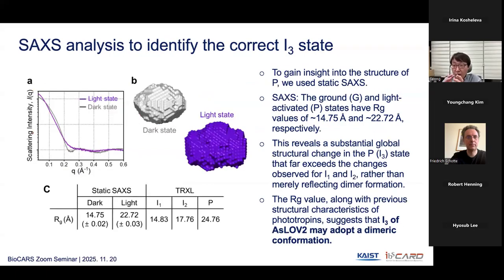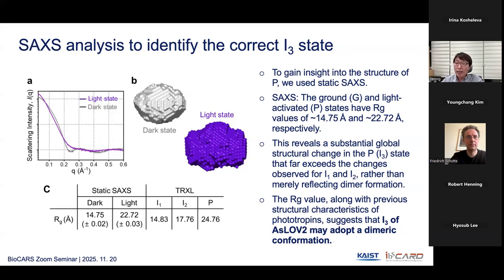So to understand the structure of the final photoproduct, we turn to the static SAXS measurement again. And the Rg value for the ground state is about 14.75 angstrom, while the light-activated state increased to approximately 22.7 angstrom. And these large increments indicate substantial global structural changes in I3, much larger than those seen in I1 or I2, and it cannot be explained by helix unfolding alone.